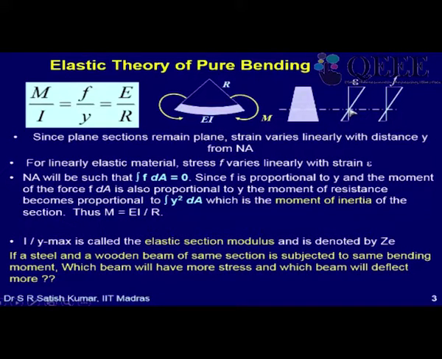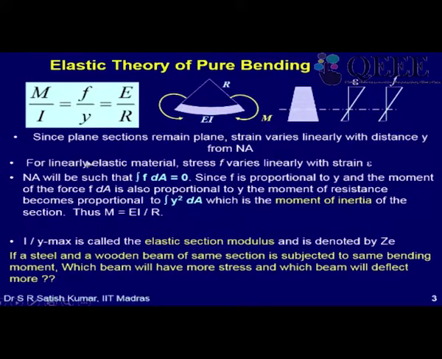So there will be a neutral axis at which the strain will be 0, and above the neutral axis you might have, let's say, compressive strains. Below the neutral axis you will have tensile strains, and the strain varies linearly as you go away from the neutral axis by a distance y.